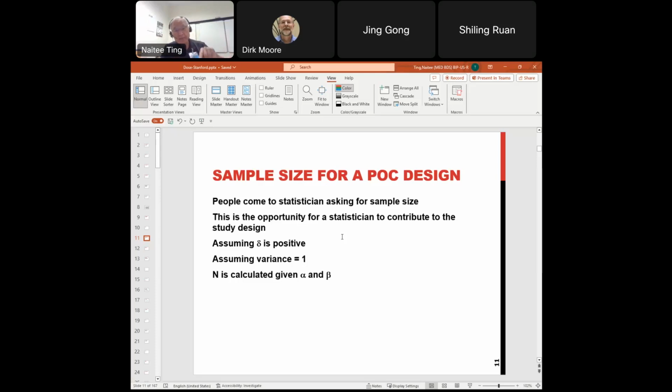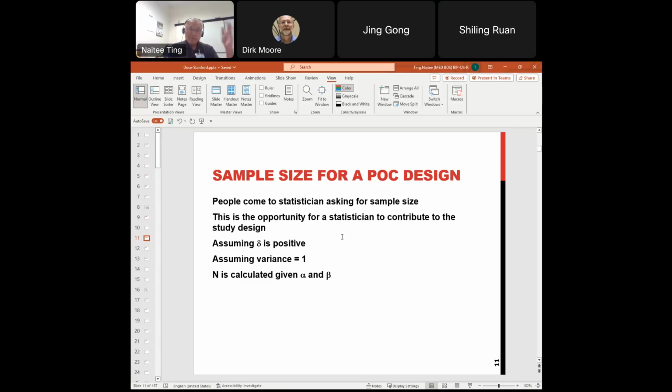All right, so let me get back to this design situation. This clinician came to my office, says, Naitee, we need to design this POC. So of course I have to ask about the primary efficacy endpoint. I need to understand the disease and all that. And then I say, to calculate sample size, I need alpha, beta, delta, sigma. So we discussed alpha, beta, delta, sigma, and everything is good. Before he leaves my office, he says, oh, by the way, we're limited to only 100 patients. So sample size is limited to only 100. I say, yes, I can do that for you.